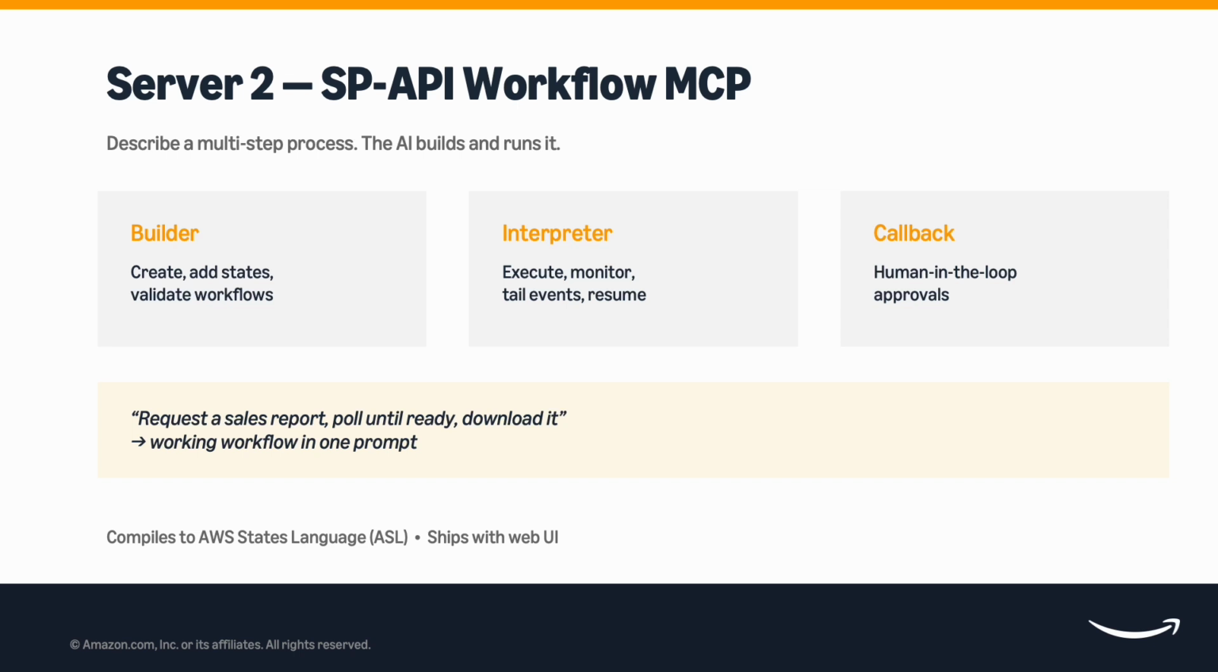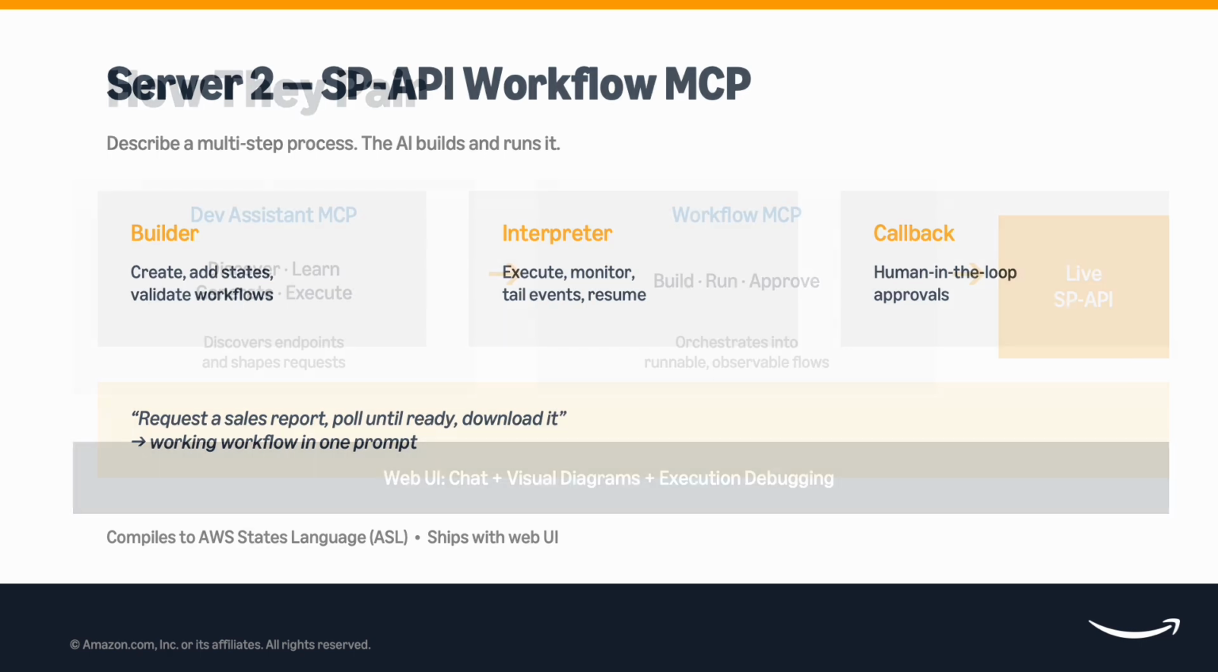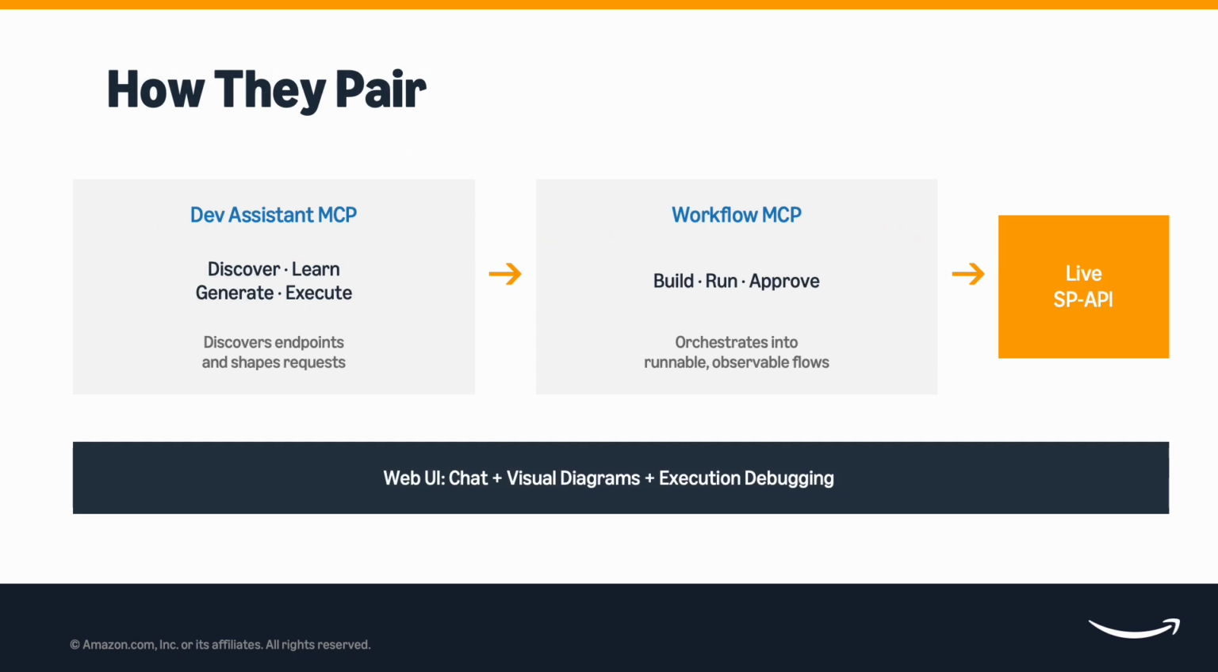Under the hood, it compiles to AWS States Language, and it ships with a web UI that gives you chat, visual diagrams, and execution debugging, all in one place. Here's a concrete example. You say, request a sales report, poll until ready, download it, and you get a working workflow in one prompt. Now here's where it gets powerful, when you use both servers together.